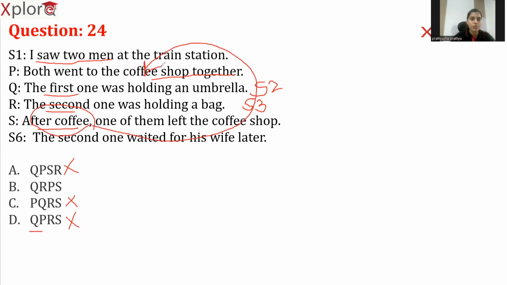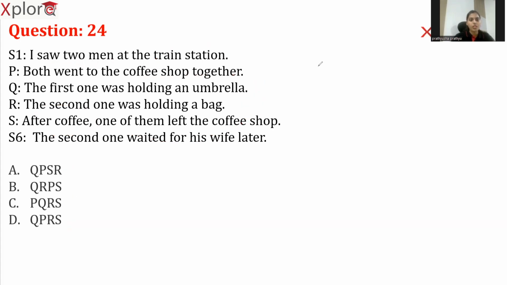After going into the coffee shop, one of them left the coffee shop. So they both went together to a coffee shop. One person left the coffee shop and the second one waited for his wife later. So he still remained in the coffee shop and waiting for his wife. Got it? So here the right answer is QRPS.